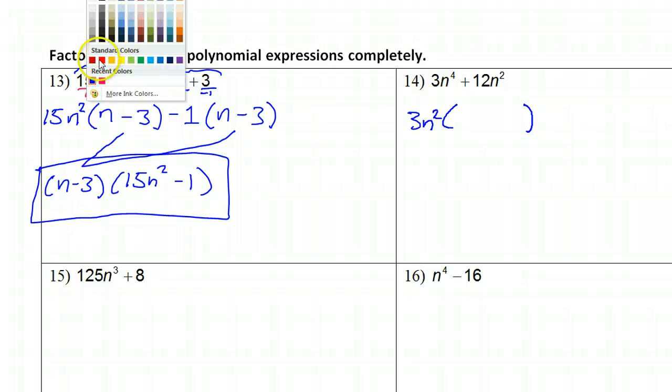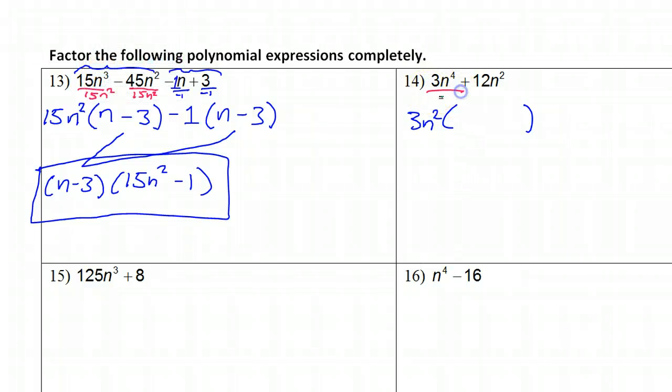Now, if I divide to see what's happening, then you will notice that what's on the inside, the 3's cancel out, n to the 4th divided by n squared is n squared. 12 divided by 3 is 4, and the n squares cancel out. So I get this. Does this factor any further?